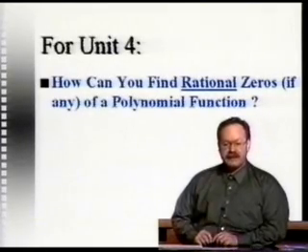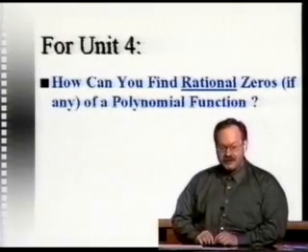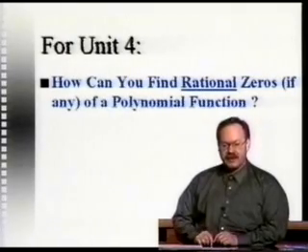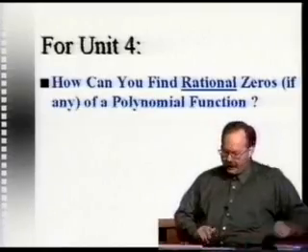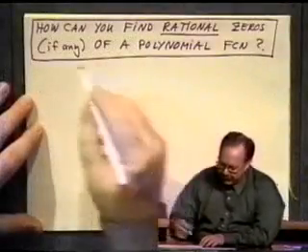The reason it wasn't in Unit 4 proper is because it's a really specialized technique that's not very useful in general, although it's nice and mathematically interesting, so I thought I'd put it in here so that you'll see how it works. All right, how do you find the rational zeros, if any, of a polynomial function?